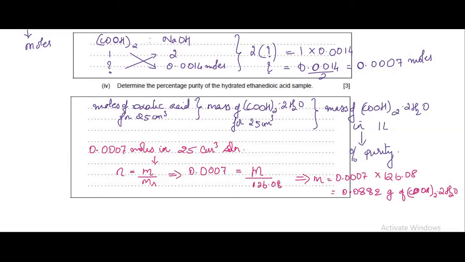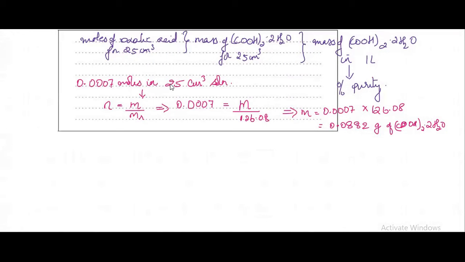Okay, so we have reached till here. From the moles of oxalic acid, we have found the mass of oxalic acid in 25 centimeter cube. Next, what you have to find is the mass of oxalic acid in 1 liter. This is part A, this is part B. Now we are going to part C for the same question.